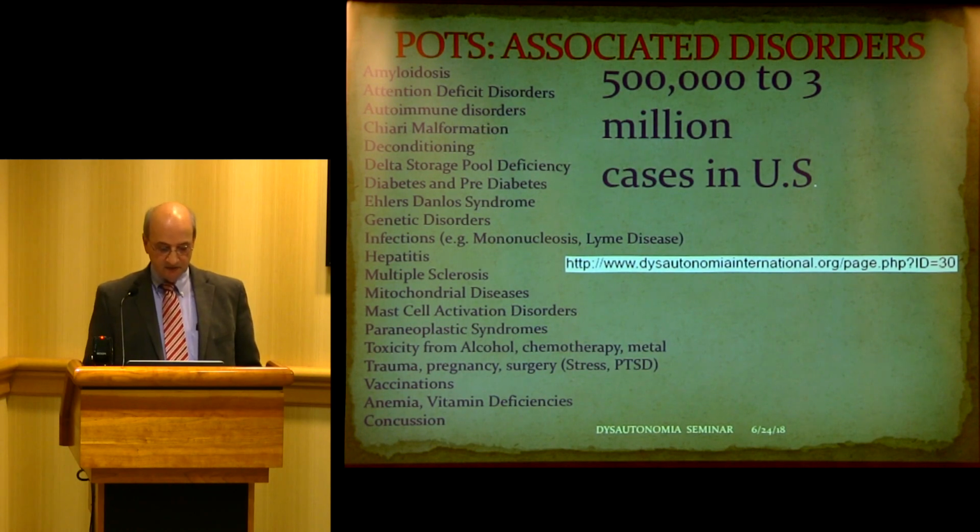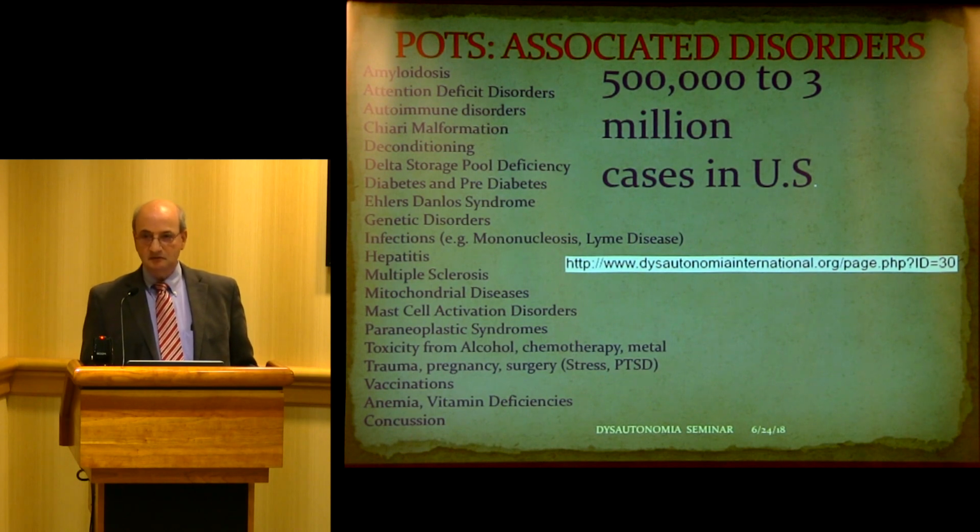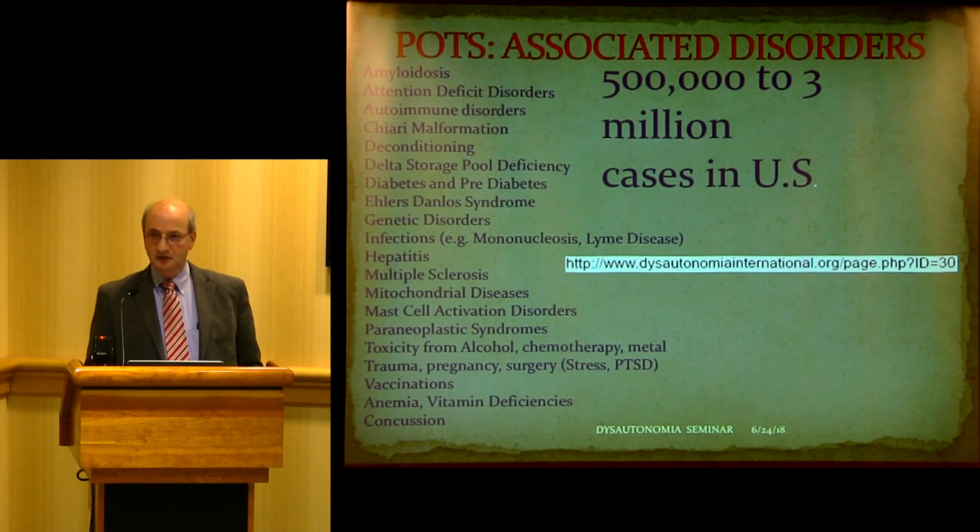It's a little bit easier, perhaps, when you see some anatomic compression of the area where the autonomic nervous centers are associated with these kinds of symptoms. And then when you remove that compression, like they do in Chiari malformation surgery, as has been discussed already, the symptoms go away in many, but not all of the patients.